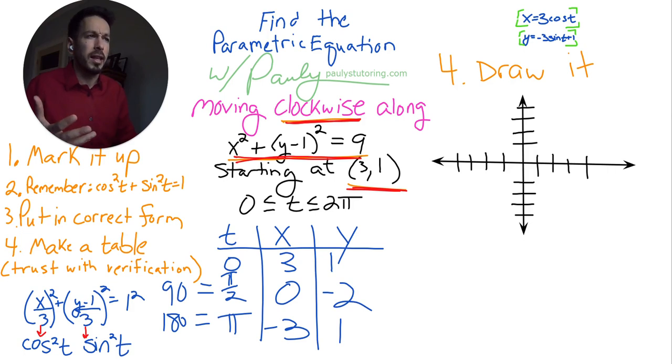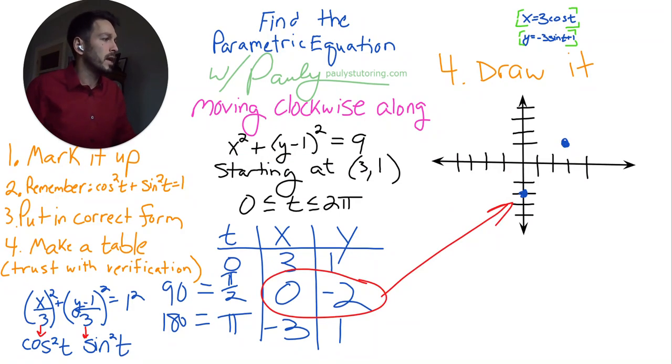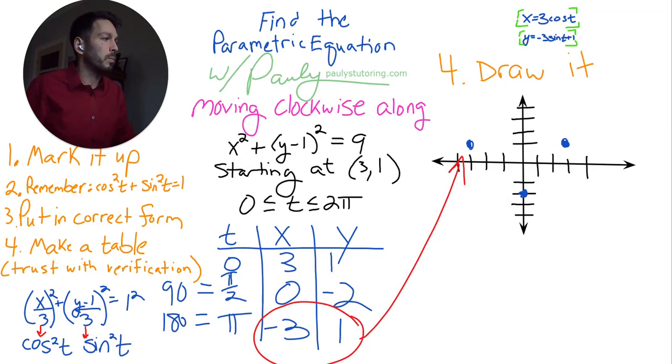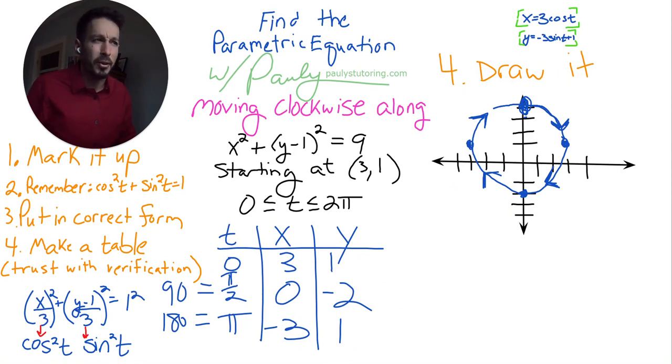Well, let's go draw it. That's the last step. Is it going clockwise or not? Well, we needed more than 2 points to demonstrate this. I think we need at least 3. Well, there's the first point. There's the second point. There's the third point. It indeed is going clockwise.